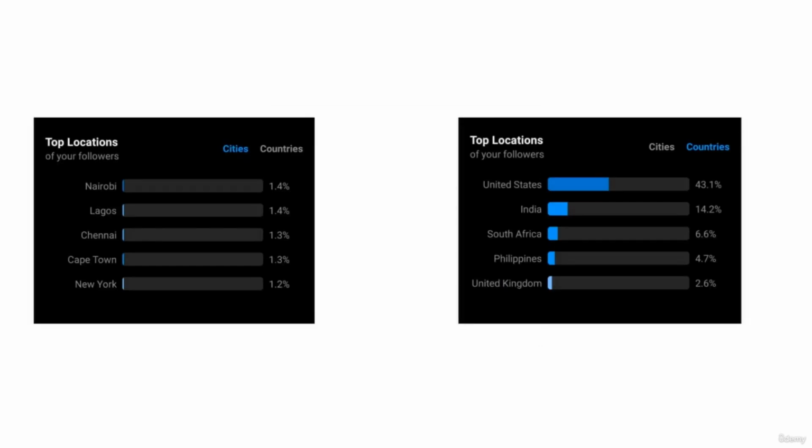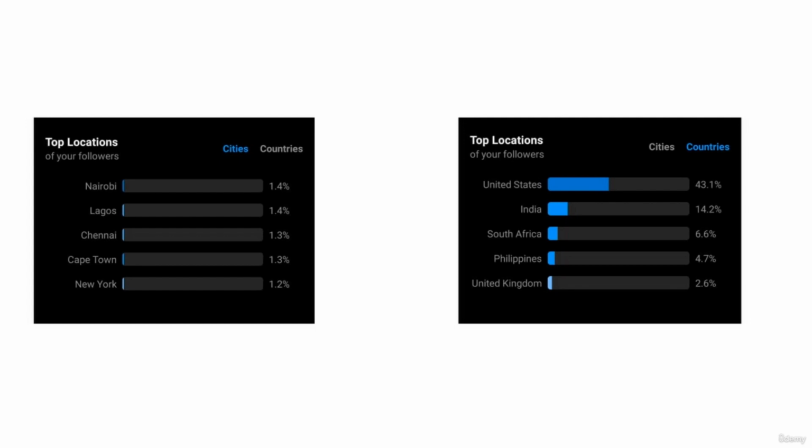Now let's move on and take a look at another insight, called the location insights. You have the top locations of cities as well as countries. In the countries, you can see that around 43.1% of my followers are from the United States, and 14.2% are from India. And in the cities, you have Nairobi, Chennai, Cape Town, and all those kinds of cities.